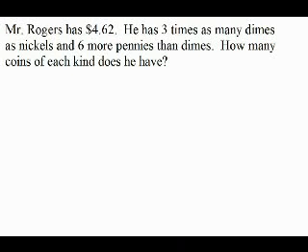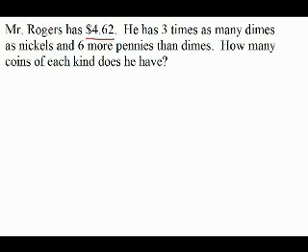So let's look at another example. Here again we're given a couple of pieces of information. The first piece of information is how much money we have, and again, we're going to use that piece of information when we write the equation. The next piece of information is about how many coins Mr. Rogers has. So we have three unknowns here. We're told he has 3 times as many dimes as nickels and 6 more pennies than dimes.